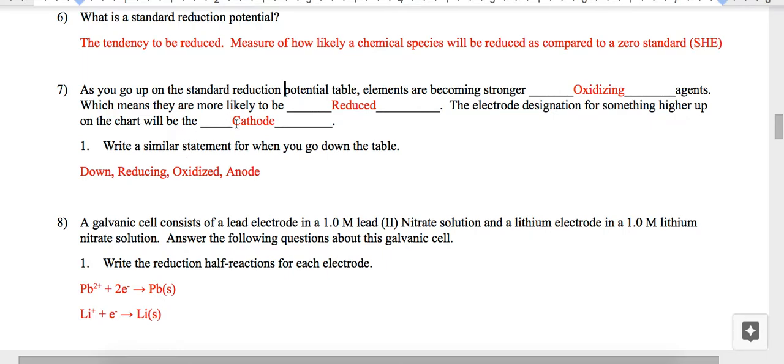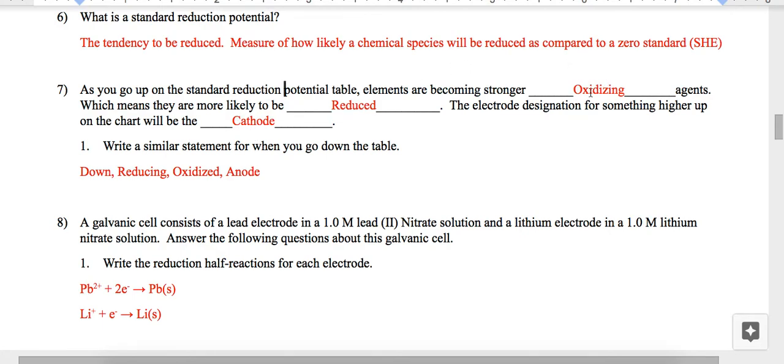anode. I think I have that. Oh. Standard reduction. So as you go up, they're more likely to be reduced. If they're more likely to be reduced, then the cathode. Yep, that's perfect. Thought I had things backwards there for a second.